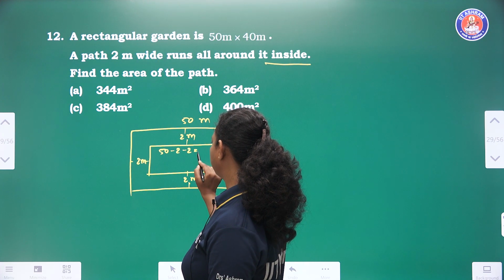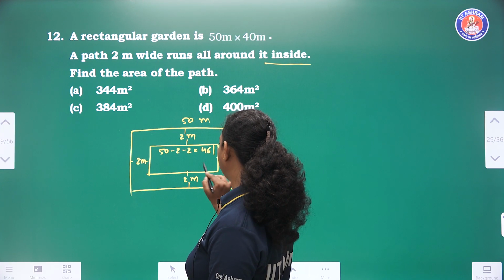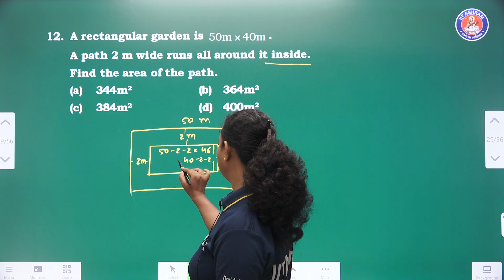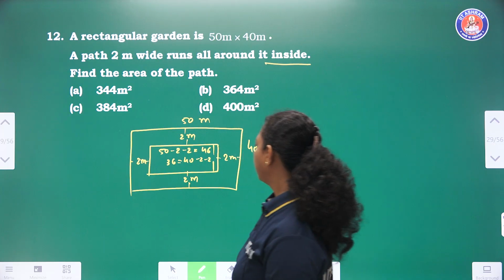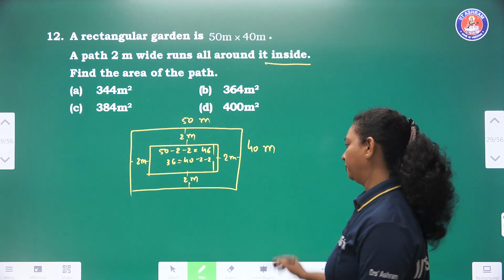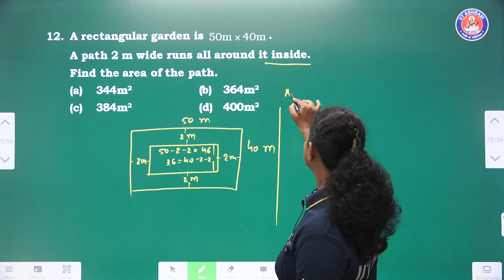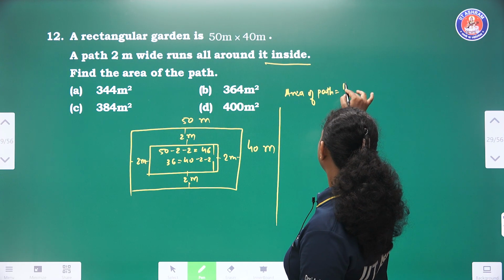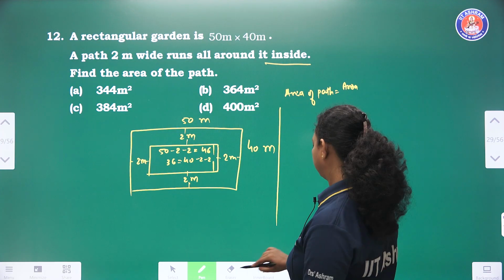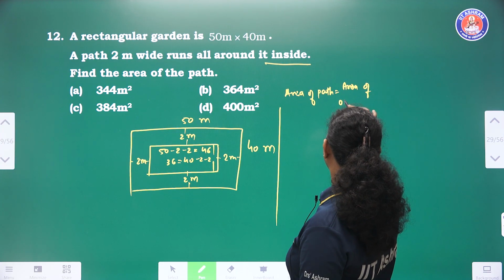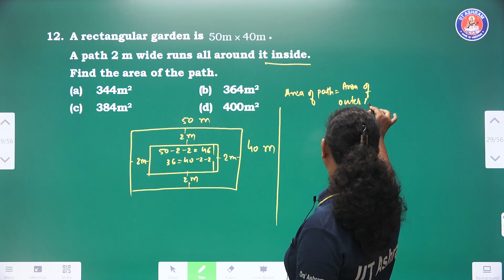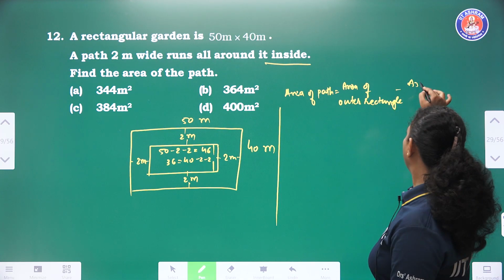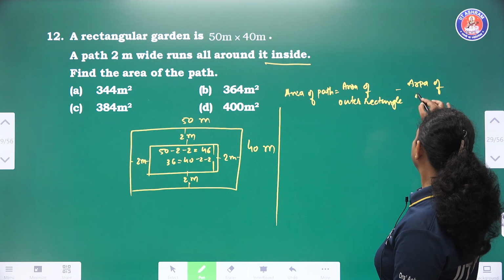50 minus 2 minus 2, that is equal to 46, and the breadth is 40 minus 2 minus 2, that is equal to 36. Now what we have to find? Area of the path. How do we find it? So simply we write that area of path is equal to area of outer rectangle minus area of inner rectangle.